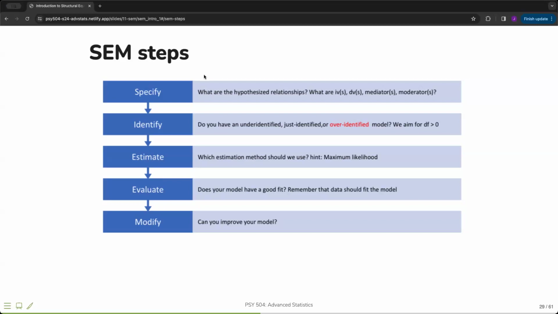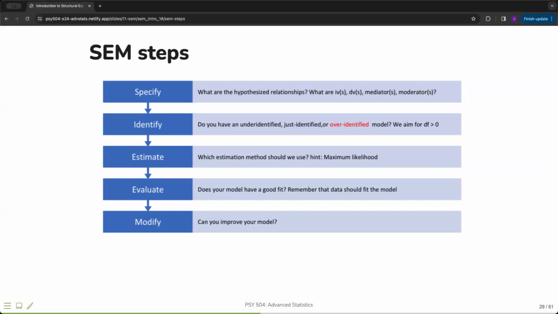So now what I want to do is highlight the steps that we have to take when we're performing a structural equation model or a path model. And there's 5 steps, and Renata, I think, nicely introduced those steps. So in step 1, we need to specify our model, which involves thinking about how our variables are related to one another, right? So what are the hypothesized relationships? Also, what are the endogenous and exogenous variables? What are the mediators? What are the moderators? What's the model code? In the second step, we need to identify our model. So we need to make sure that our model is over-identified. So we need degrees of freedom greater than 0.